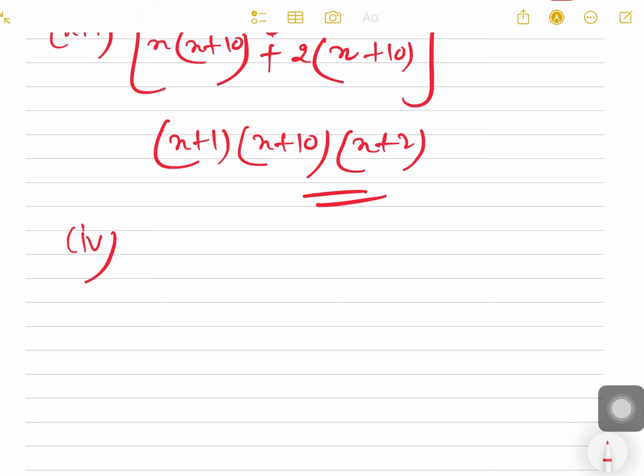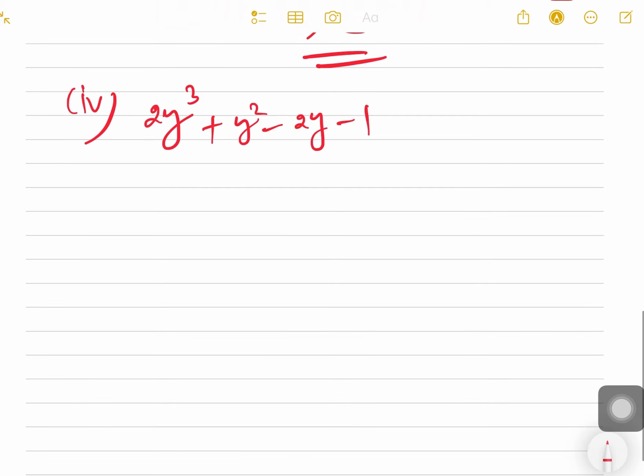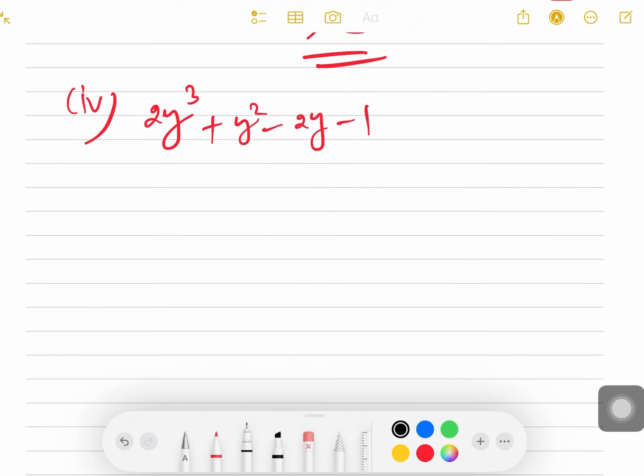Fourth part, yeah, 2y cube plus y square minus 2y minus 1. Okay, so here negative 1, here 2. If you multiply, you will get minus 2 only. Now factors of 2 are positive negative 1 and positive negative 2 only.